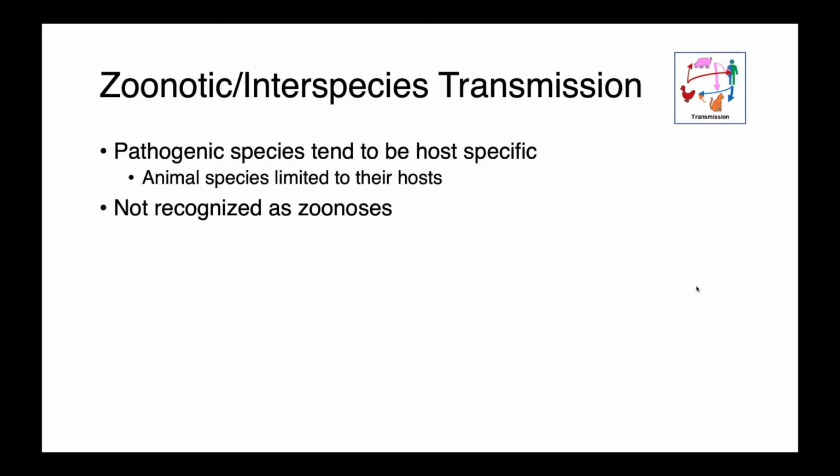Zoonotic and interspecies transmission is not a big concern with either Histophilus somni or Glaesserella parasuis. These organisms tend to be quite host-specific, and so not only are they not major zoonoses, they're also not things that we generally think of as transmitting terribly easily between animals.